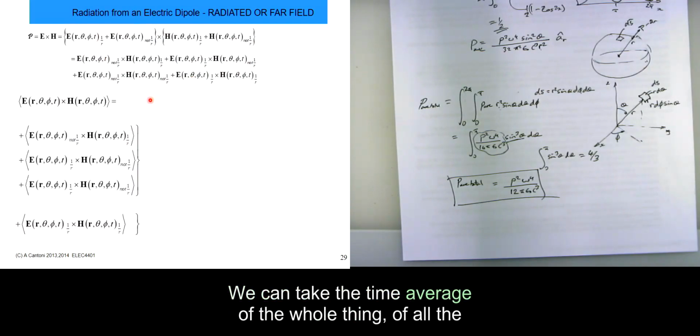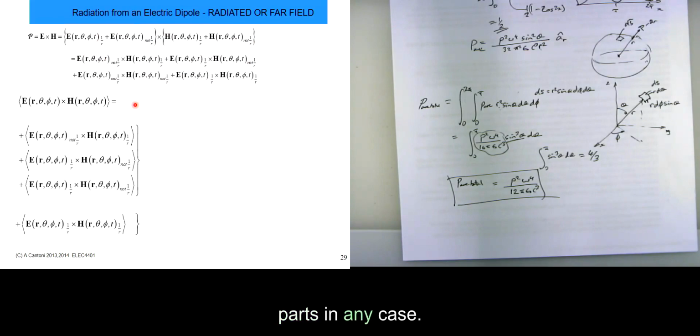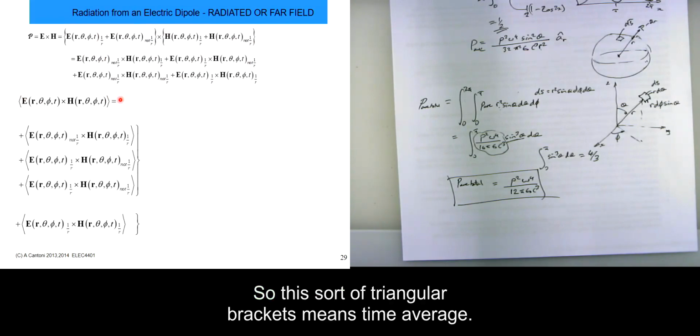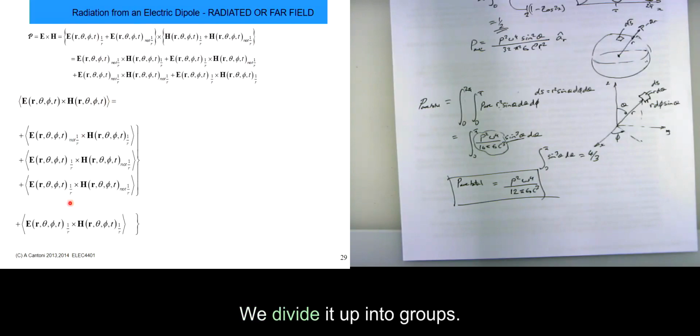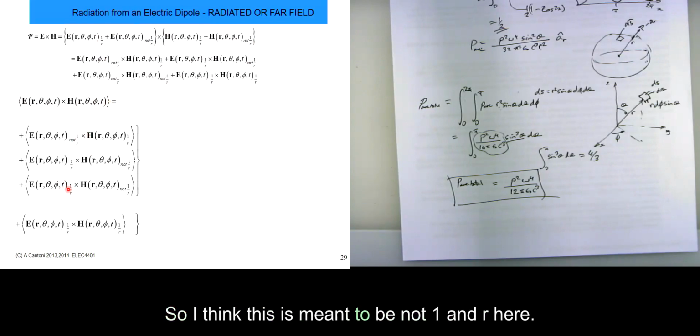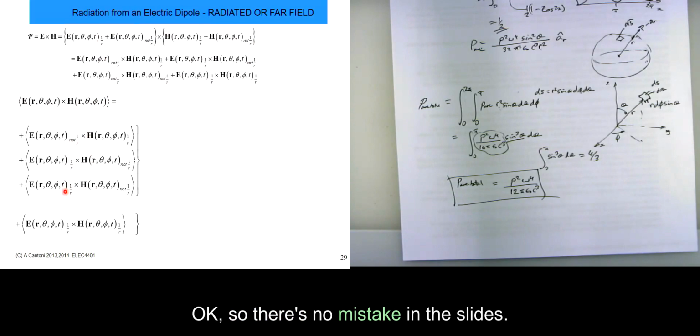Okay, and we can take the time average of that. We can take the time average of the whole thing, for all the parts in any case. This sort of triangular brackets means time average. Okay, so we can do that. We divide it up into groups. So I think this is meant to be 0/R here. So there's a mistake in the slides.